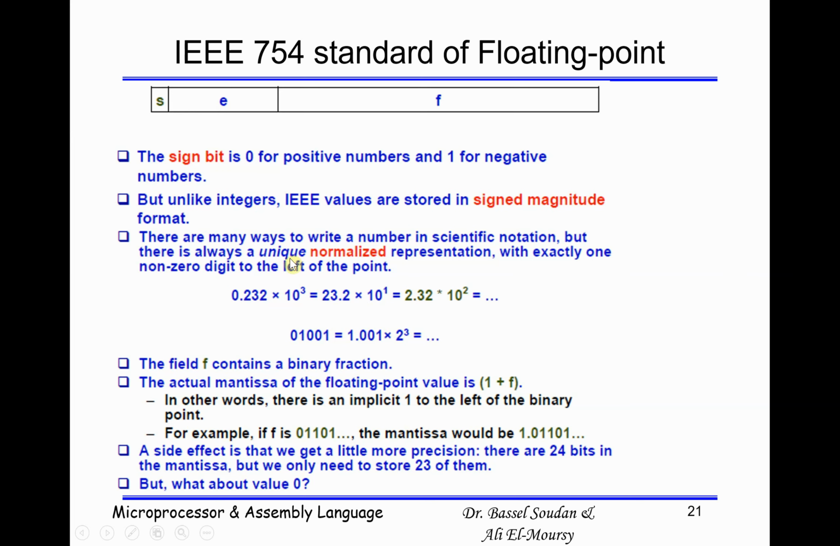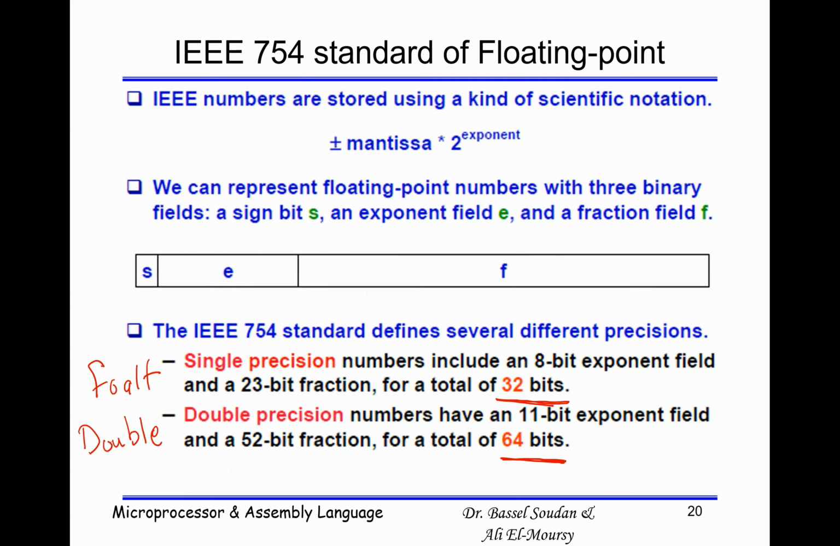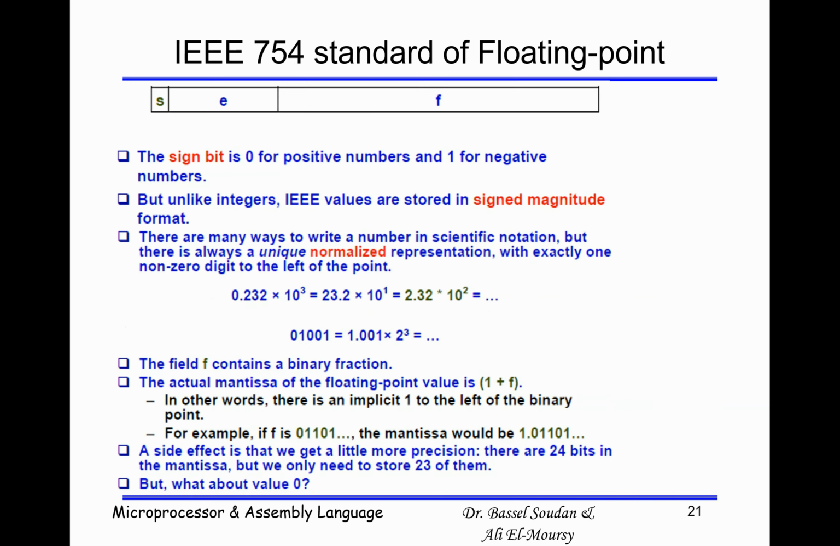There are different notations for the number. So if I go, for instance, this is in decimal. What about the binary?